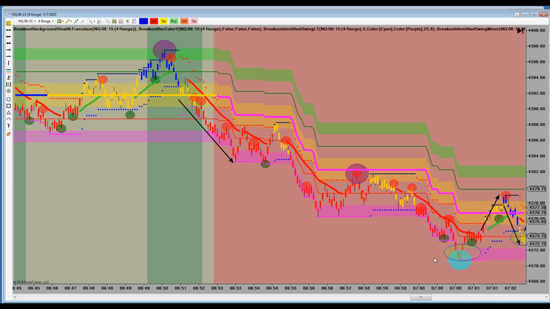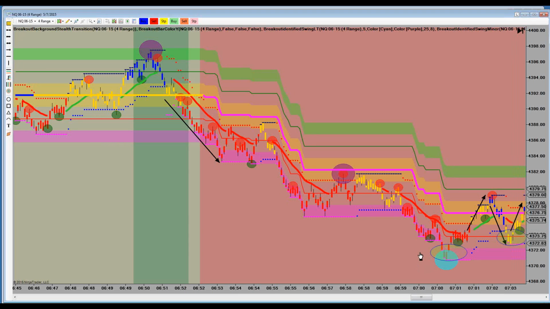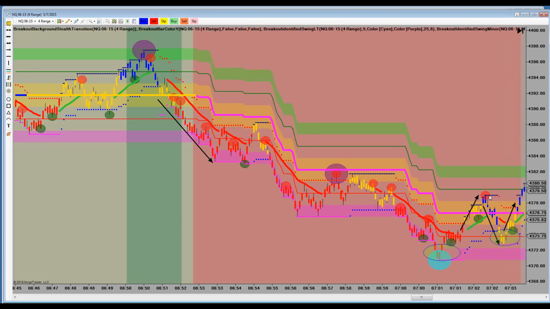However, when the bars start breaking back up like this, see them? Especially when you take that swing out. That's important because now that's telling you a possible trend change is afoot.